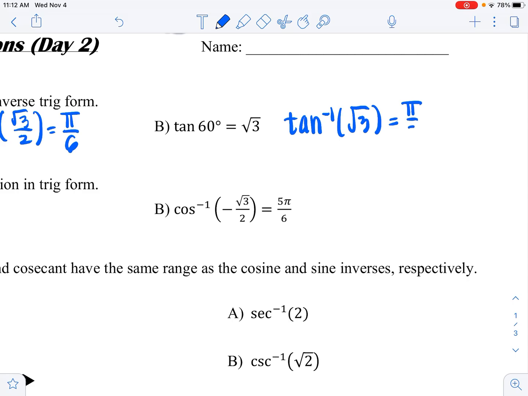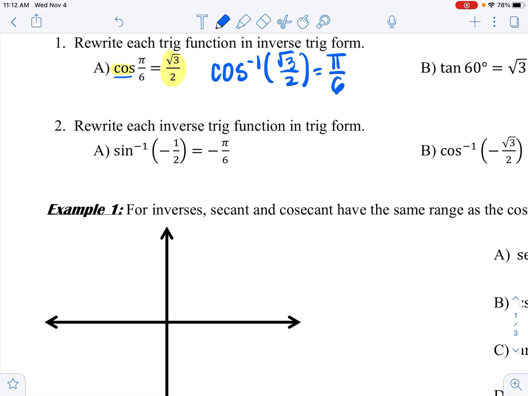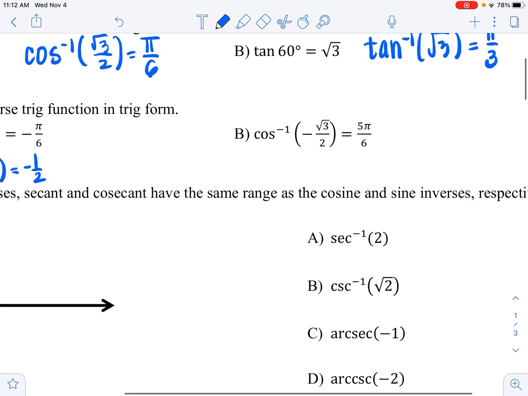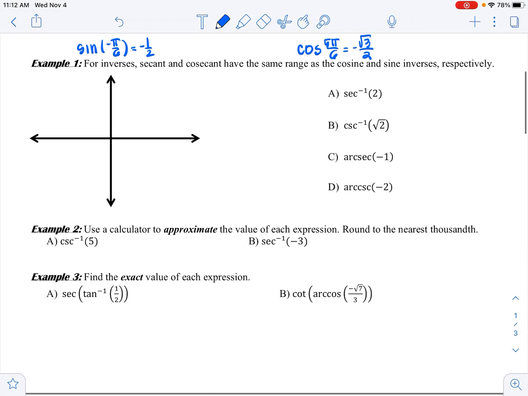Okay? So this means that tangent inverse of root 3 is, and I'm not going to put 60, I'm going to put pi over 3 because we always have to write our answer in radians. Rewrite each inverse function in trig form. So if sine inverse of negative 1/2 is negative pi over 6, this means that the sine of negative pi over 6 is negative 1/2. And if the cosine inverse of negative root 3 over 2 is 5 pi over 6, that's because the cosine of 5 pi over 6 is negative root 3 over 2.